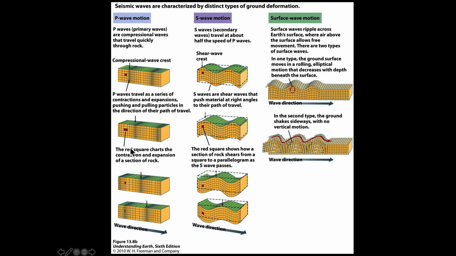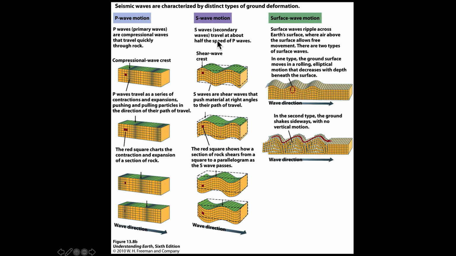Now the red square here charts the contraction and expansion of a section of rock, or a given block of rock. As the wave approaches, it's going to compress that rock. As it passes, it's going to stretch that rock out again. This is going to happen over and over again in a given seismic event.